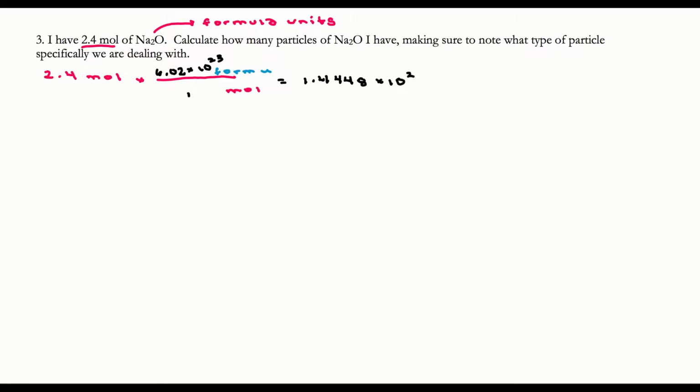Okay, I'm going to round this. I want to have 2 sig figs. This is 1, 2, 3. So I'm going to have 2 sig figs in my final answer. So this will just round to 1.4 times 10 to the 24th. And my units are formula units.